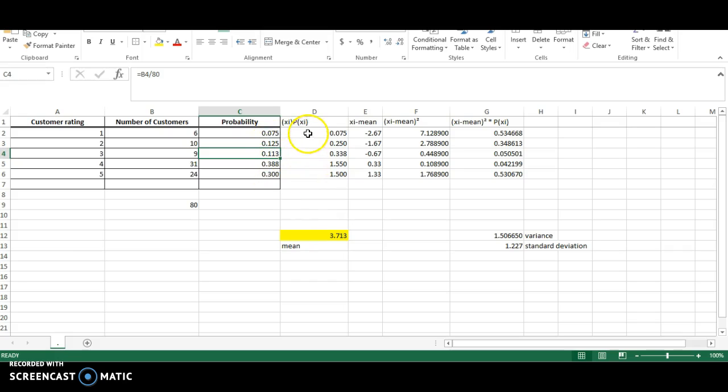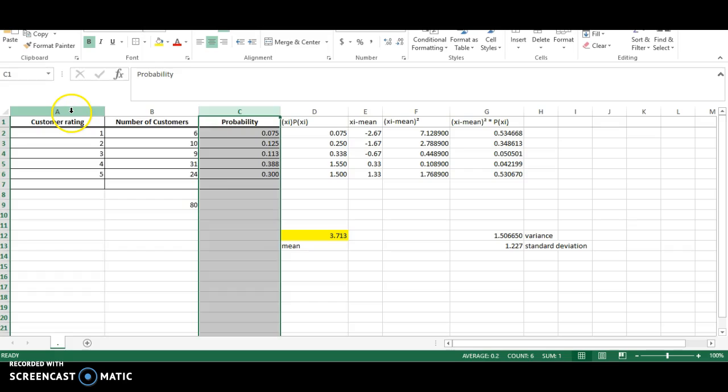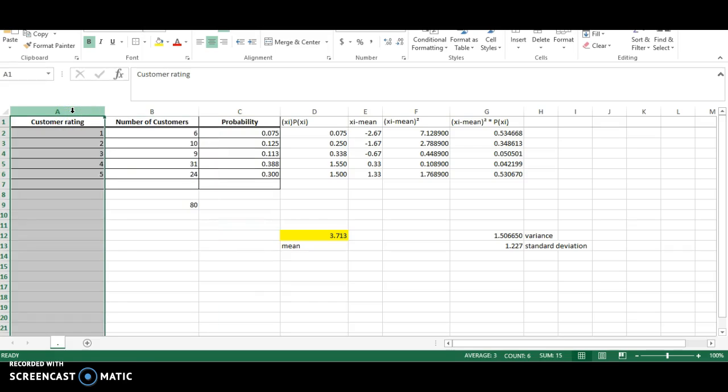So now we're going to do xi times pxi. So you're going to do this column times this column. The customer rating is xi. So we're going to do 1 times 0.075, and we get 0.075. Then the next xi is 2 times pxi, 0.125. We get 0.250. The next one is 3 times 0.113, and so forth.